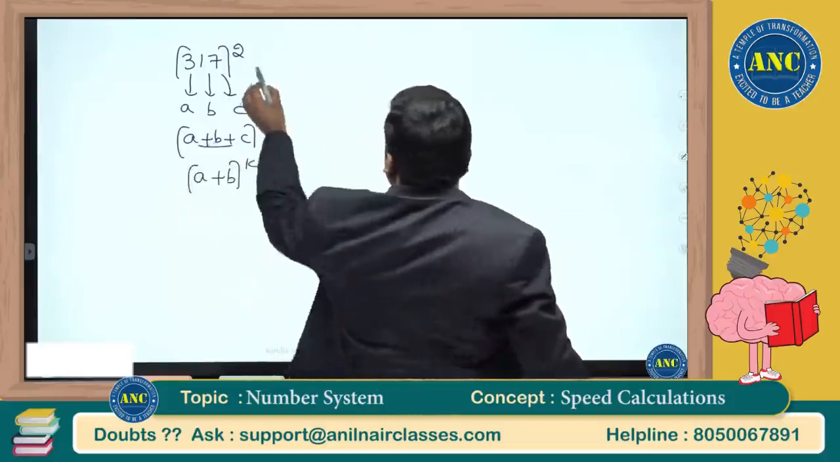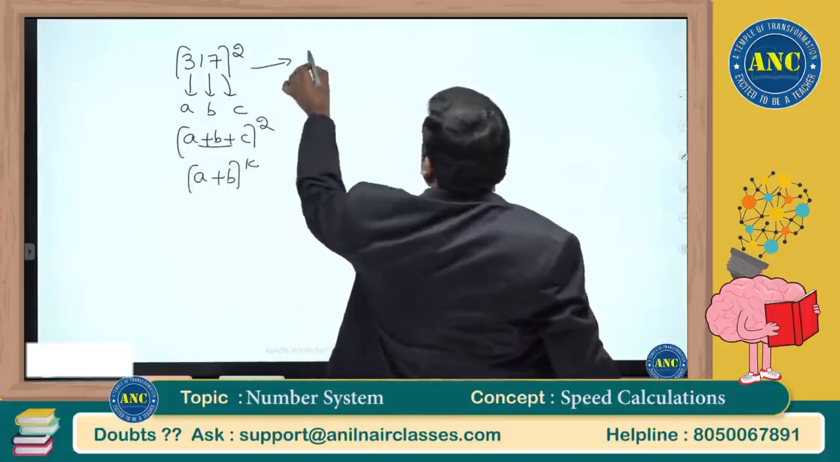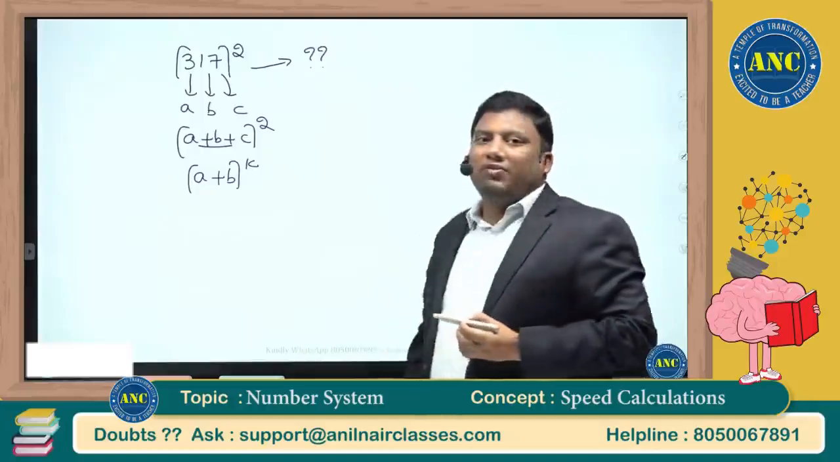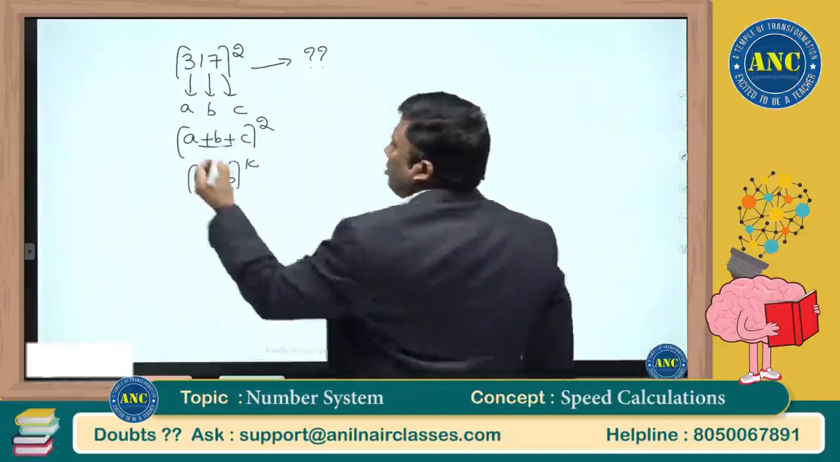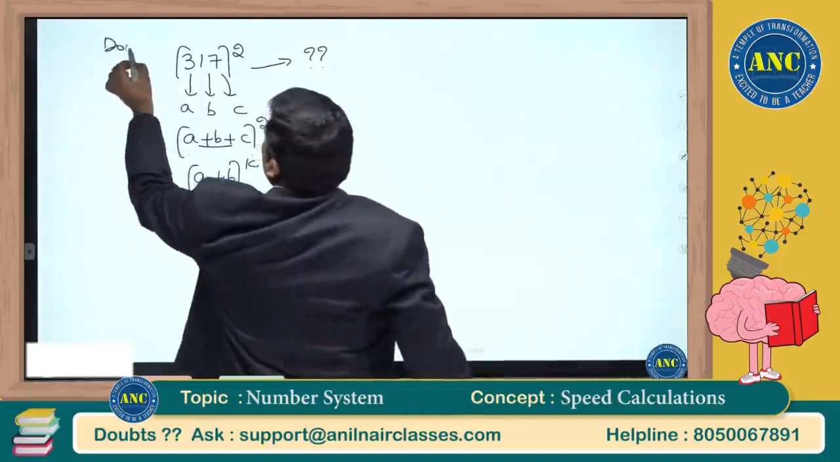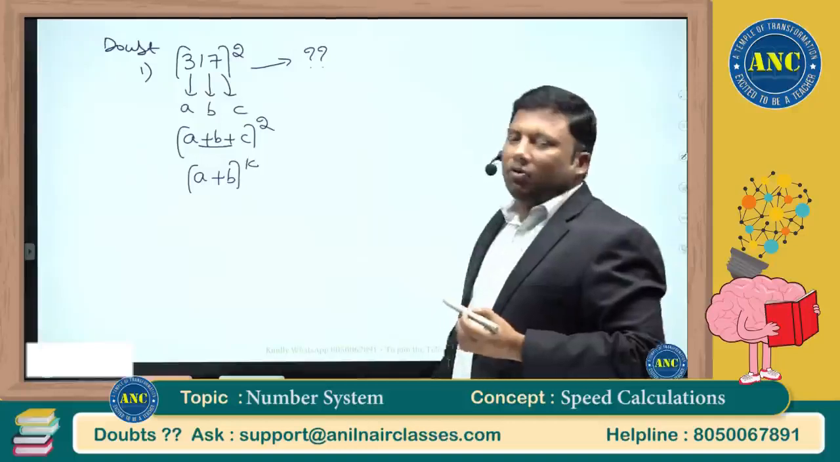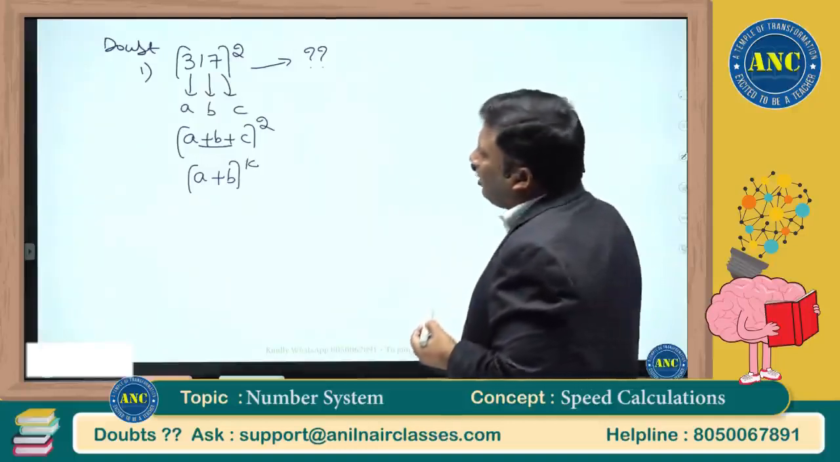There are 3 terms here. This is the first doubt. A student might get it. What if it is a 3-digit number? This is the first doubt. A student might get it. What if it is a 4-digit number? What if it is a 5-digit number? This is the first doubt.